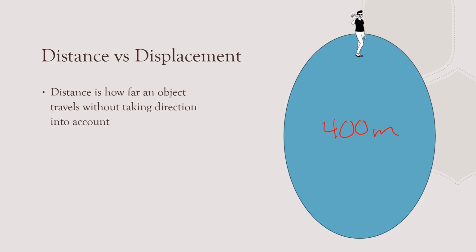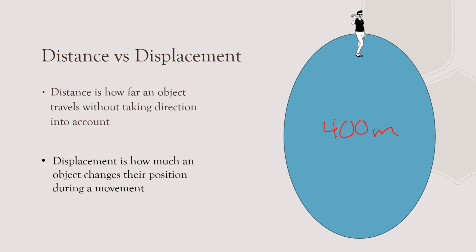However, when we take a look at the concept of displacement, displacement is a little bit different. Displacement is about how much an object changes their position by during a movement. Okay, not how far they go. What matters here is how much did their position actually change from when they started to when they finished. And we're always going to find that by taking the difference between a final point where they are at and the initial point where they started.